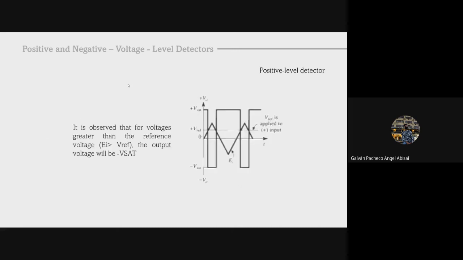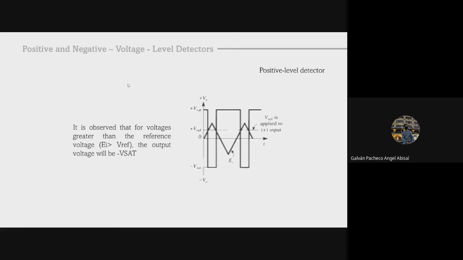You can see here in the signal we have E1, that is our value of input voltage, and the voltage of reference. In the peak of our input voltage, it is greater than the voltage reference. We have the value of the saturated voltage as a negative value.